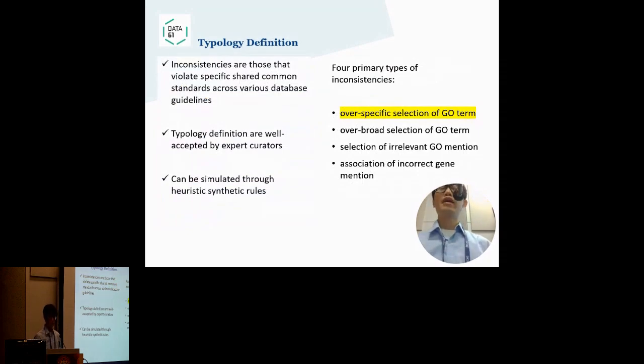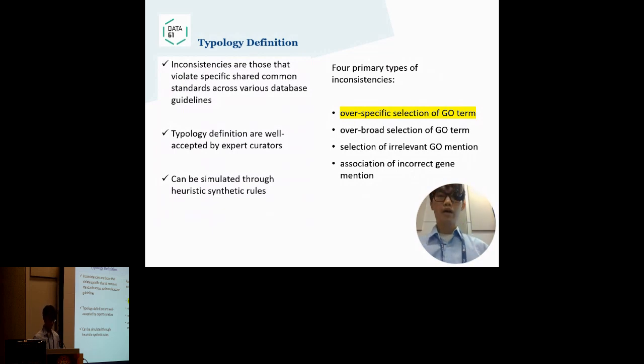So let's dive deeper into the details. Defining the topology of inconsistencies is the first challenge we face. First of all, it is impractical to manually outsource various occurrences of inconsistencies from the database because it is costly and time consuming. And secondly, it is not feasible to find inconsistent annotations by tracing their revision history because most of the biological databases only provide public access to their most up-to-date version.